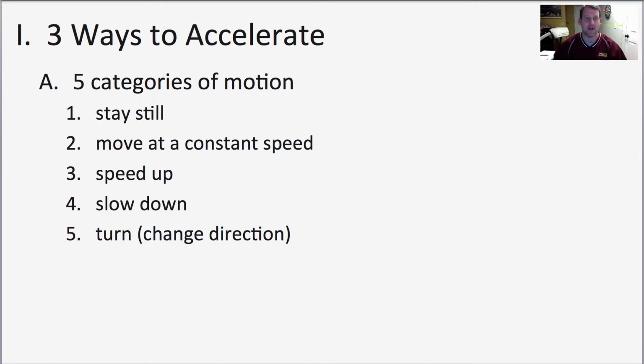Now, as we look at these 5 categories, there are really 2 categories inside. These first 2 can be grouped together. And these first 2 are things that just happen. They happen on their own. We don't have to mess with them too much. So if we want something to stay still, we just leave it alone and it stays still if it's already still, right? And if something's moving at a constant speed, we just leave it alone and it just keeps moving.